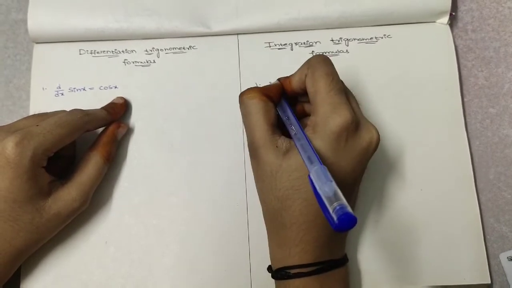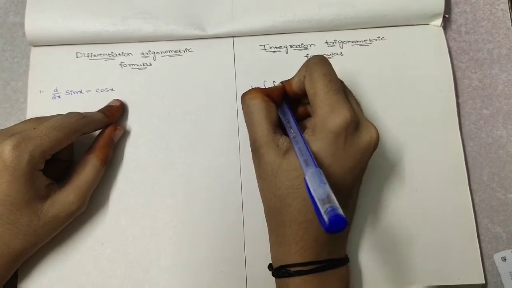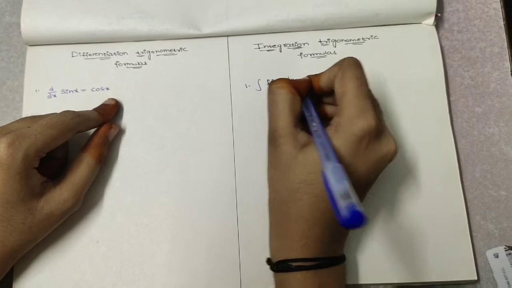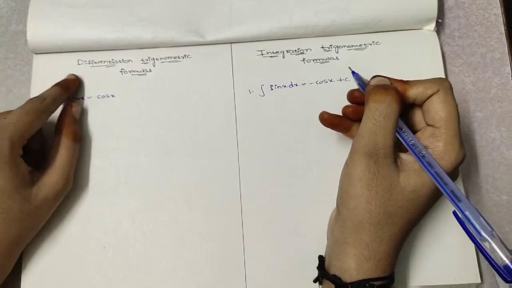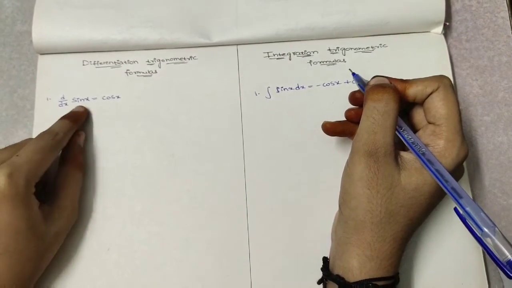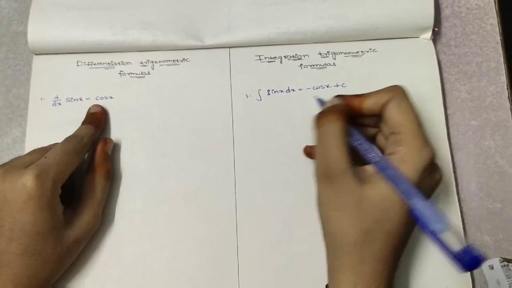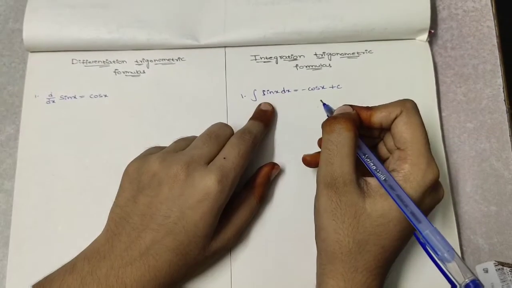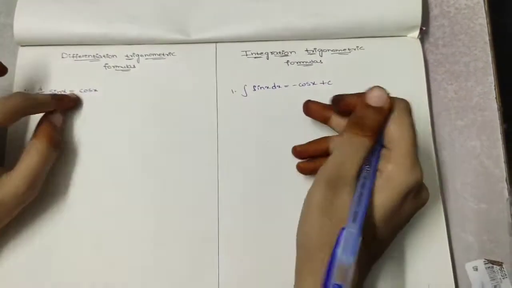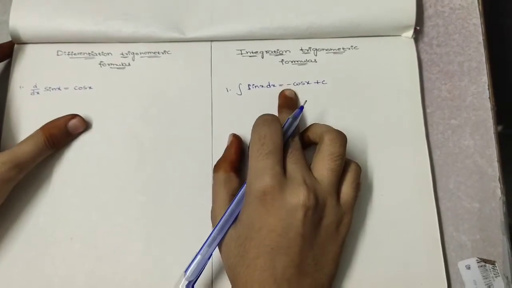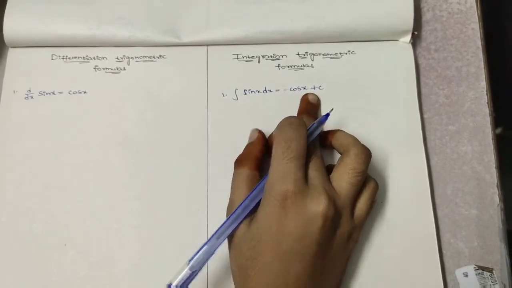In the integrations, if you integrate sin x dx, it is equal to minus cos x plus c. In the differentiations, if you differentiate sin x, it is equal to cos x, whereas in the integrations, if you integrate sin x, it is equal to minus cos x. The difference is only that you add a negative in front of the answer.